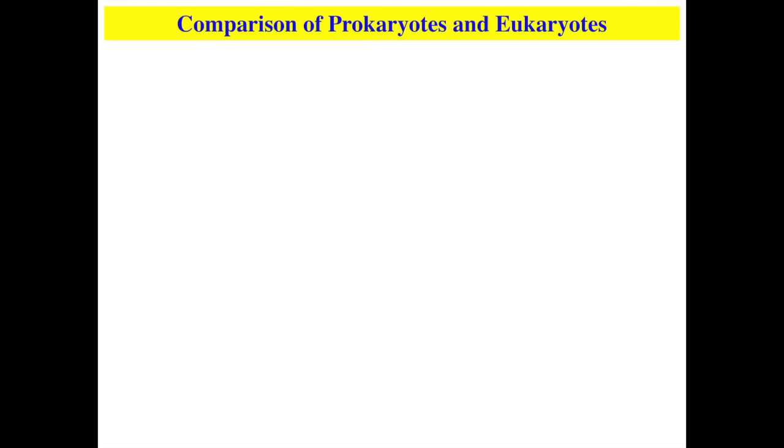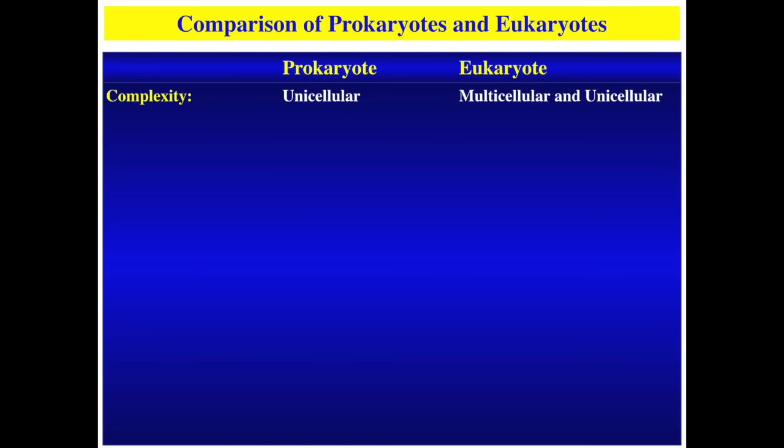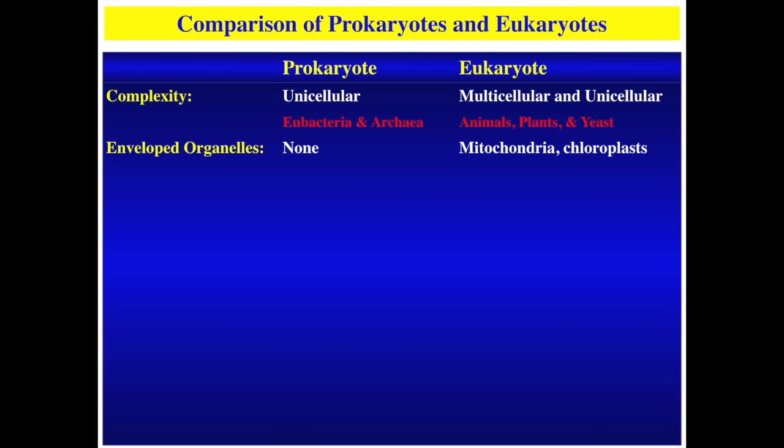So let's compare prokaryotes and eukaryotes. Prokaryotes are unicellular, whereas eukaryotes are multicellular and also unicellular. The examples of prokaryotes are the eubacteria and the archaea. Examples of eukaryotes are animals and plants, both of which are multicellular, and single-celled organisms like yeast. Prokaryotes do not contain enveloped organelles, whereas eukaryotes do, such as mitochondria and chloroplasts, as discussed before.